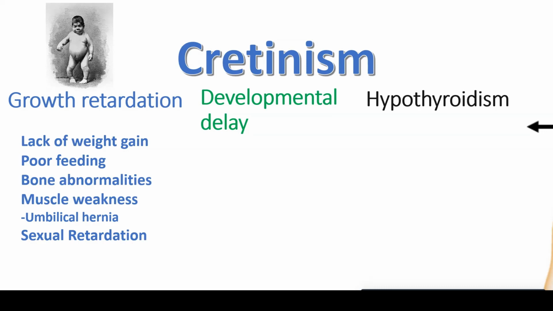So for growth retardation, the features will be similar to dwarfism. Along with it, there will be a lack of weight gain, poor feeding, bone abnormalities, and muscle weakness. If the muscle weakness happens in the abdominal area, then that will lead to umbilical hernia. There will also be sexual retardation. And if you remember, in dwarfism, we discussed that there is no sexual reproductive problems as well. Again, that was to contrast it with cretinism.